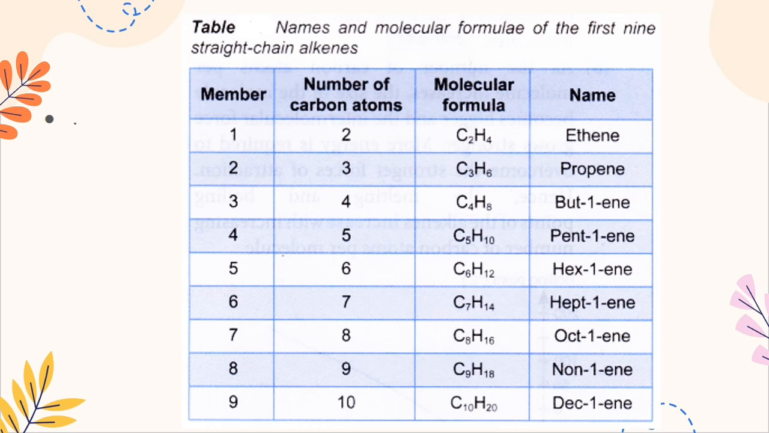Okay, consider this table. The table actually shows the molecular formula and the name of members of the alkene. As you can see, ethene has 2 carbon and the molecular formula is C2H4. So it's good for you to study these charts to have a better understanding.